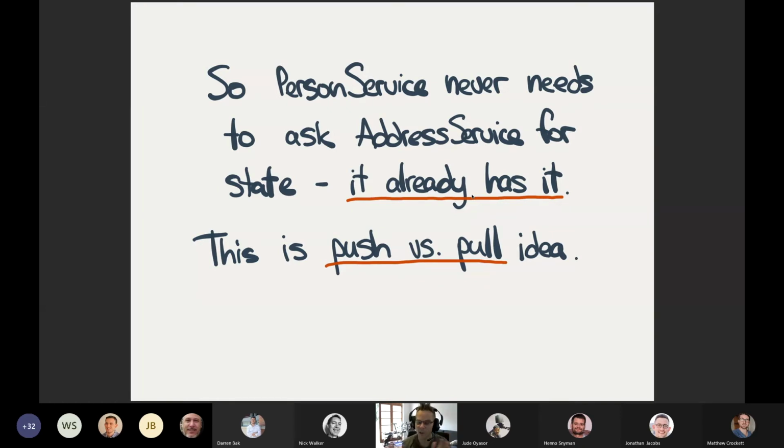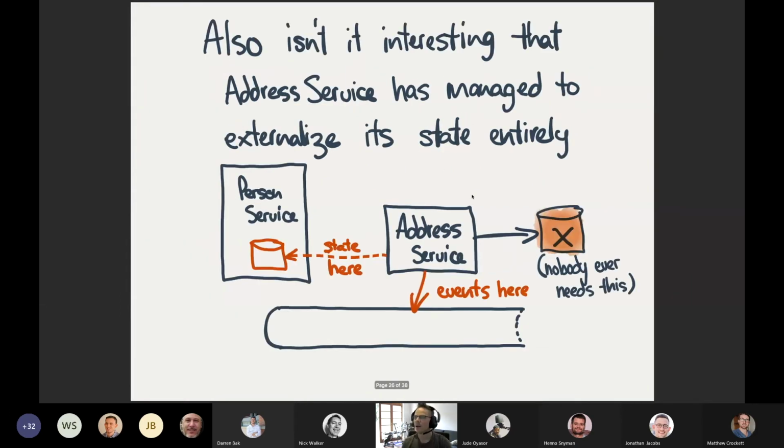This is the idea. Earlier, I think there was this pull versus push thing. So this is the idea of state being pushed to consumers rather than consumers fetching state, if that makes sense. Okay, isn't it also interesting that the address service has managed to externalize its state entirely, actually?